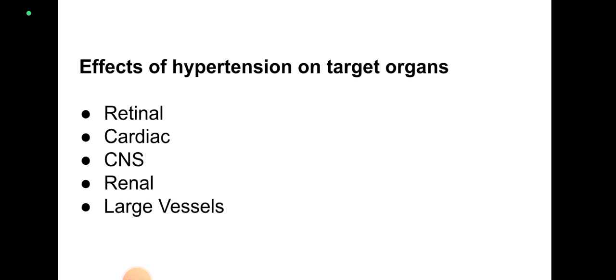Effect of hypertension in target organs may be retinal damages, cardiac, CNS, renal, or on large vessels. Renal changes depend on the severity of the hypertension, while cardiac includes left ventricular hypertrophy, pulmonary edema, and high incidence of coronary artery disease, stroke, and transient ischemic attacks. Hypertensive encephalopathy is an important effect on CNS. Effects on kidneys include proteinuria and renal failure.